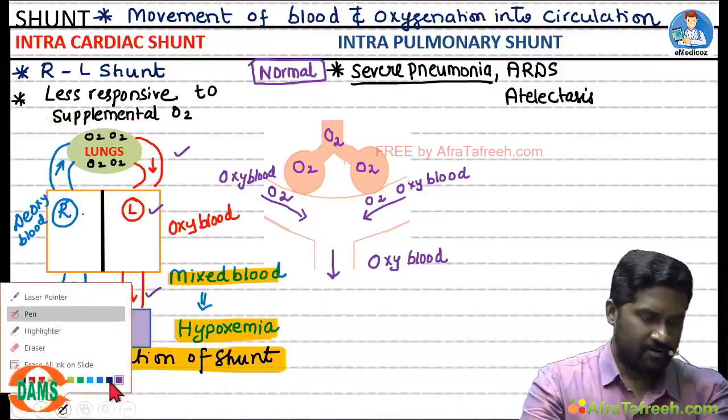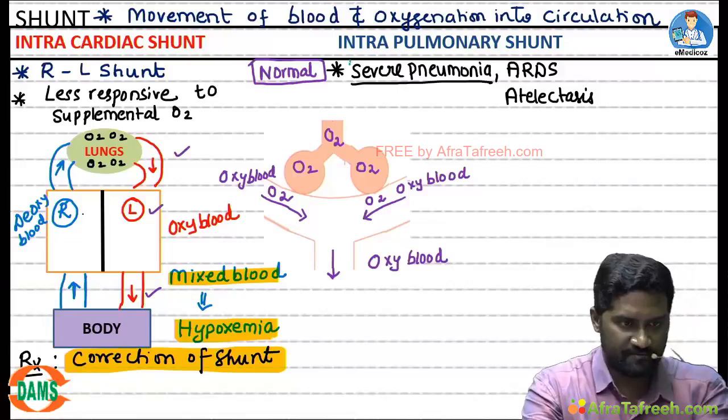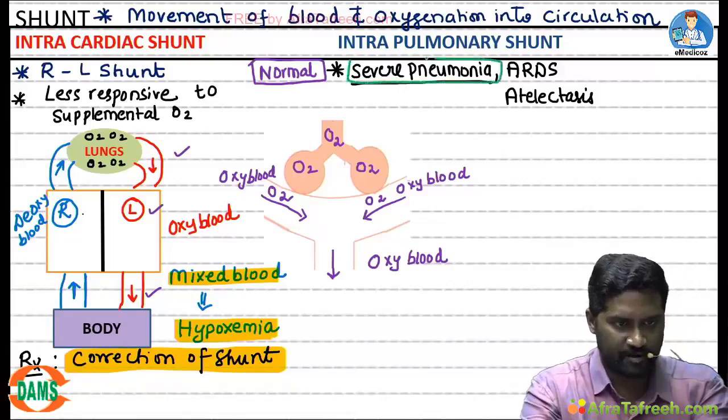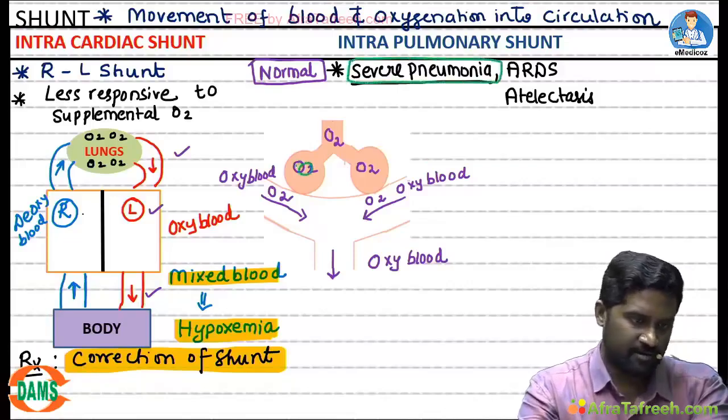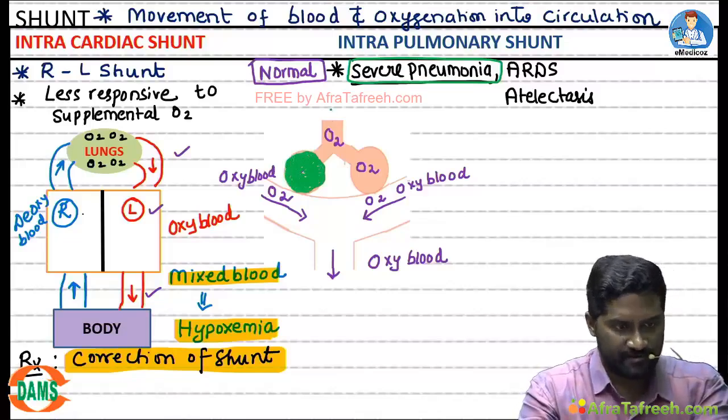Now if at all there is a disease, as I told you, for example severe pneumonia. Now in severe pneumonia, the alveoli may be filled with secretions. So whatever I write with this color, it is in severe pneumonia. Now what happens is, this patient will also inhale oxygen.